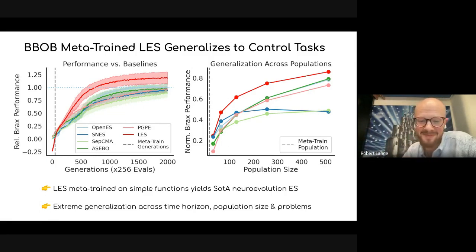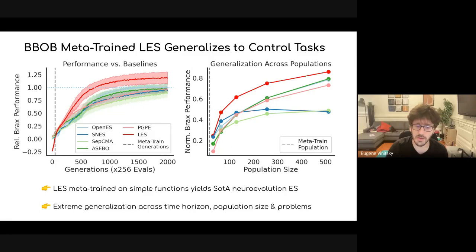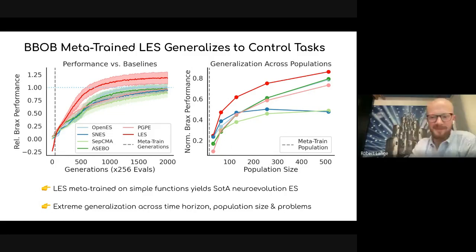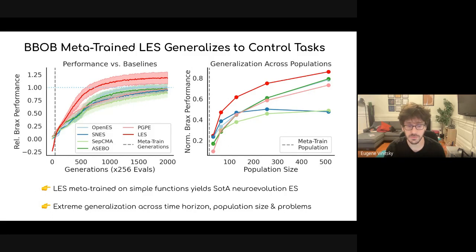To make sure I understand this right-hand graph, you meta-train on a population size of like 8? 60. Yeah. Cool. And then we're meta-testing. Okay, yeah, awesome. No, sorry.